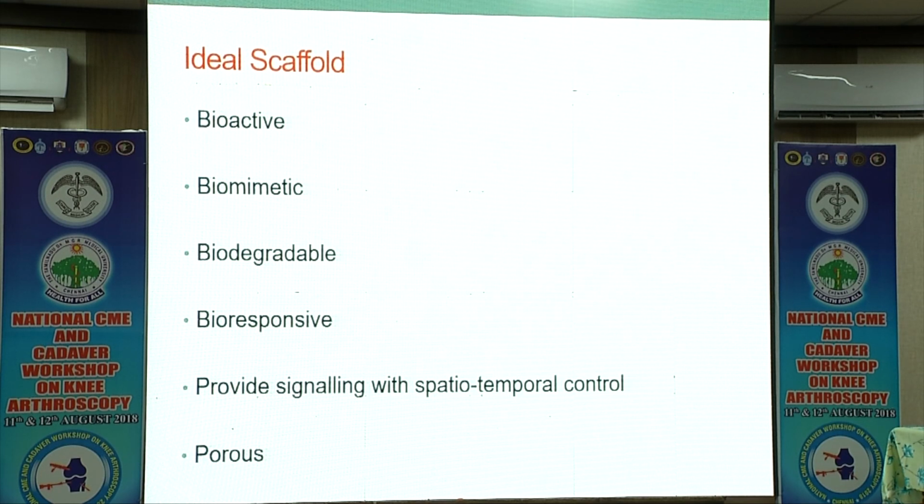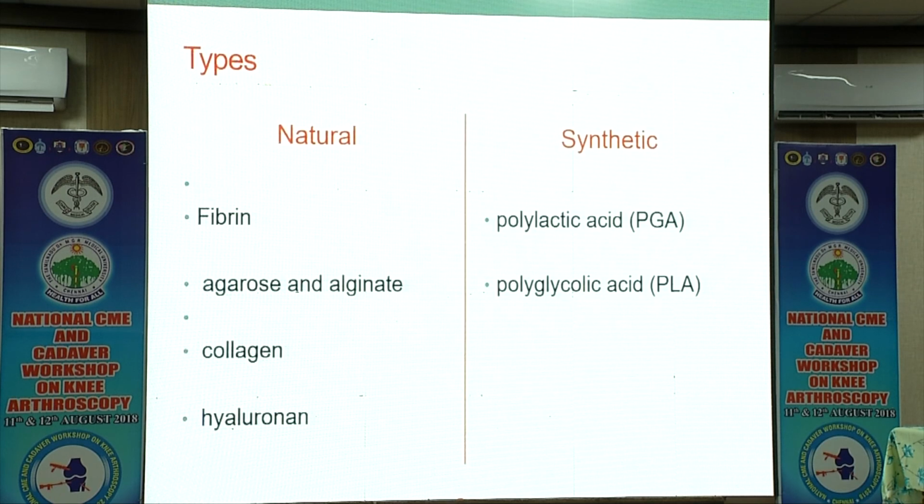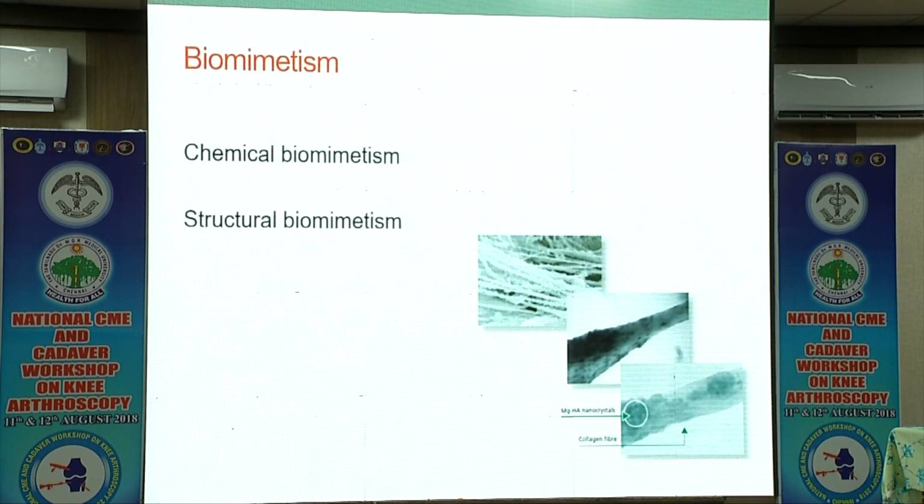So how should an ideal scaffold be? It should be bioactive. It should not be inert. It should be biomimetic, biodegradable, and bioresponsive, and also it should give some signals to the surrounding area to stimulate the cartilage healing. At the same time, it should be porous enough to allow the blood to come and seep into the structure. There are natural and synthetic scaffolds.